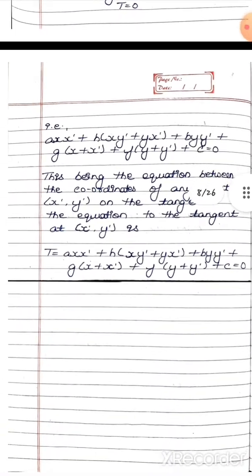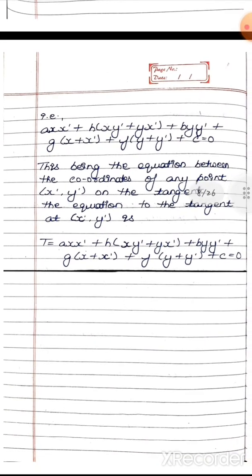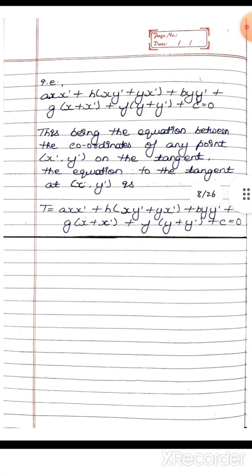That is, we get ax x' + h(x y' + y x') + by y' + g(x + x') + f(y + y') + c = 0. This being the equation between the coordinates of any point (x', y') on the tangent.